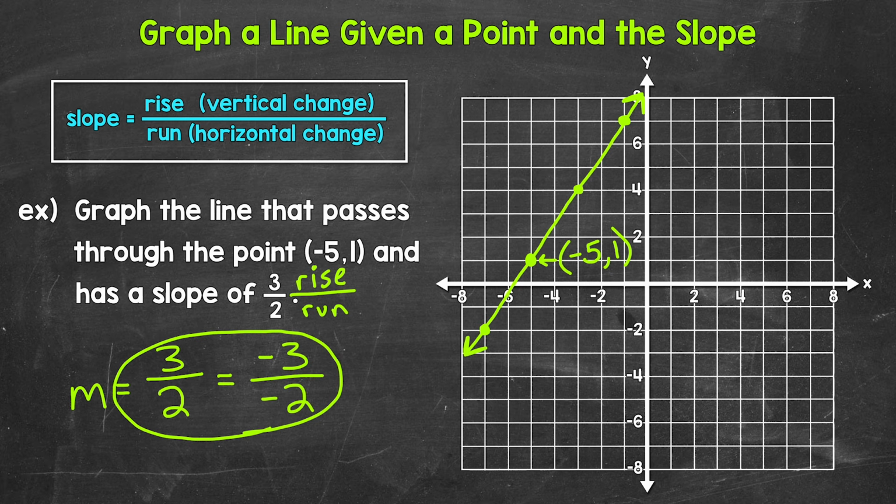So there you have it. There's how to graph a line given a point and the slope. Our first step, plot the point. Our second step, go from that point using the slope and plot a second point. And then our last step, draw a line through the 2 points.